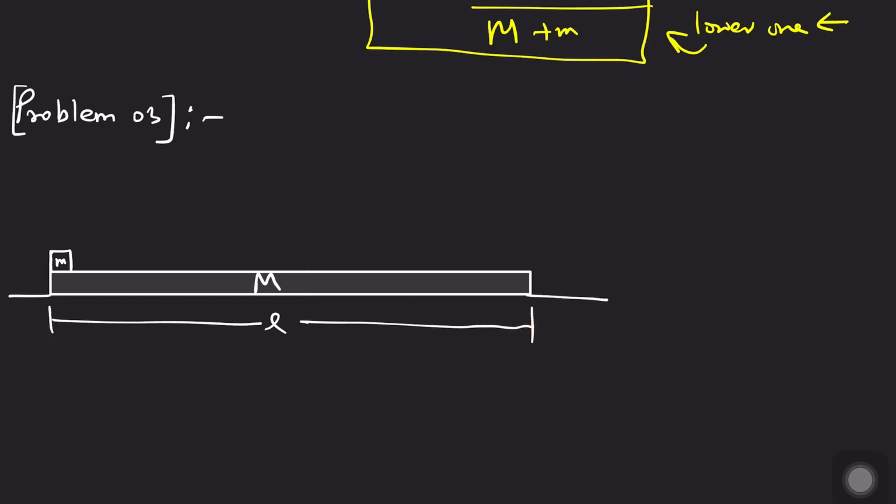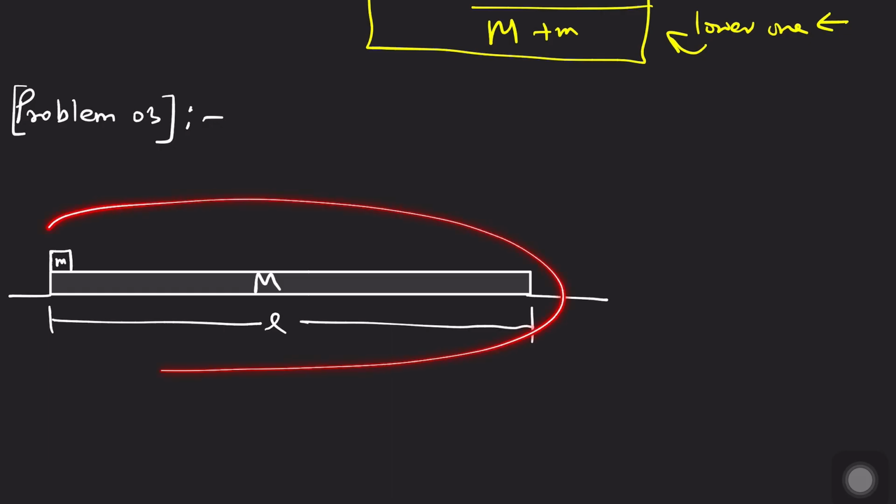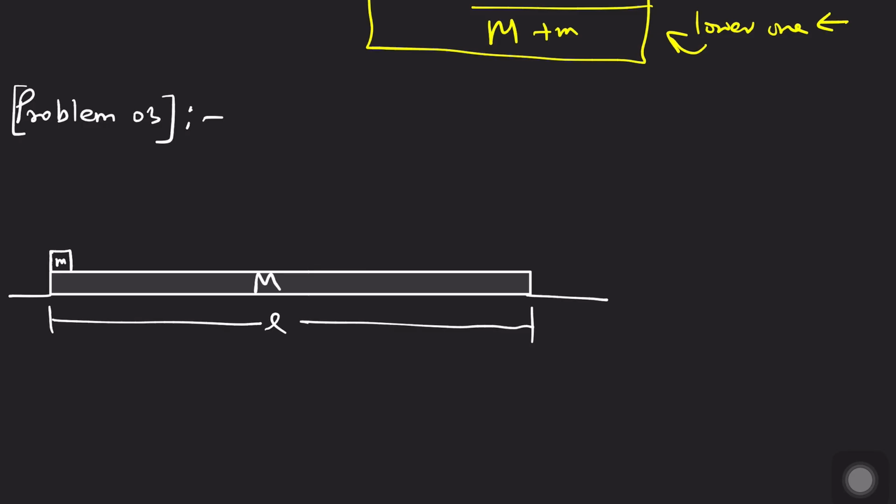It means both particles have the same velocity. Remember, they are saying the system started with the velocity v. So both particles will have the same velocity. This will be v, and this will also be v. So the initial velocity of both of them is v only.